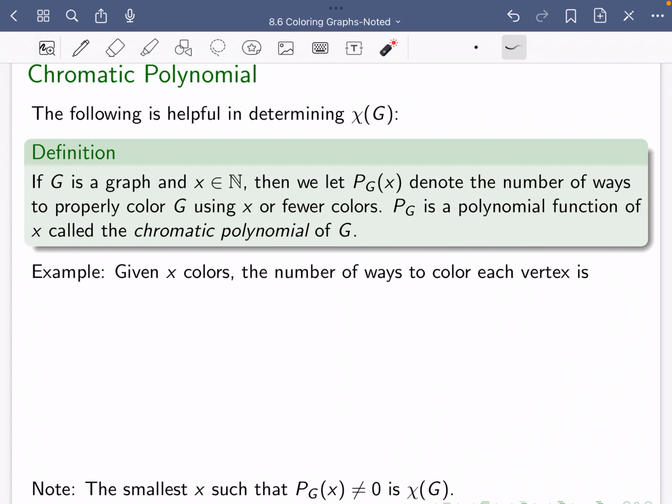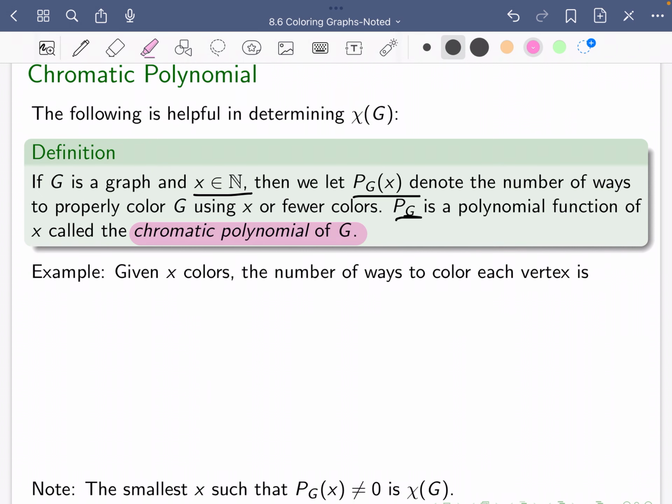In this video, we're going to look at the chromatic polynomial. This is helpful in determining our chromatic number. Here, we define formally the chromatic polynomial. If G is a graph and x is a natural number, we let P_G(x) denote the number of ways to properly color G with x or fewer colors. This P_G is a polynomial function of x, and we call it the chromatic polynomial.